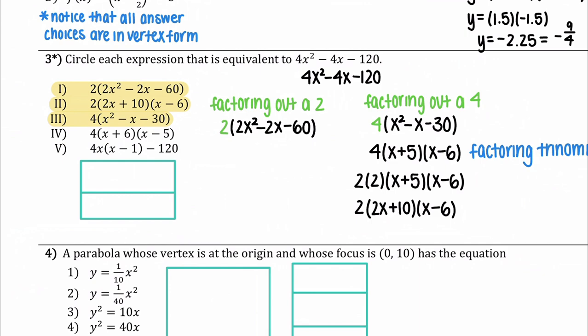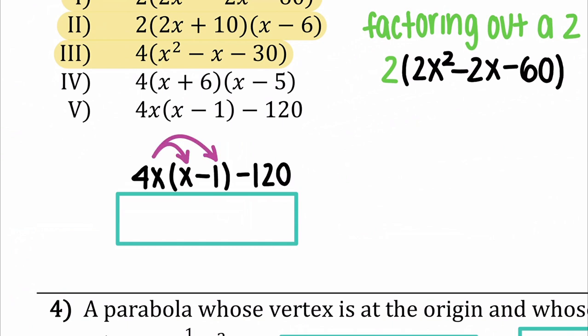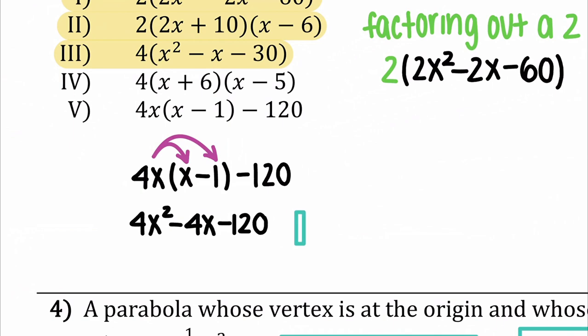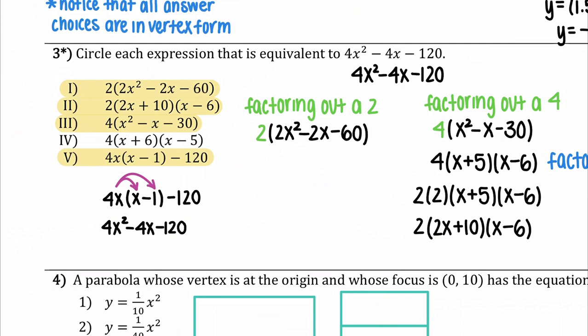Okay. And then let's look at the last one, number 5. Number 5 is right here. We got 4x times x minus 1 minus 120. In this case, you can't avoid distribution, so just distributing the 4x to each, let's see if it's the same as the original. We have 4x squared minus 4x minus 120, and yep, this is also the same, so this is also true. So we have 4 answers for number 3.